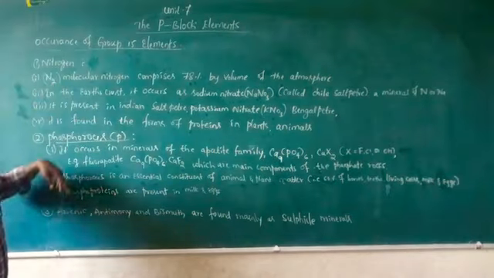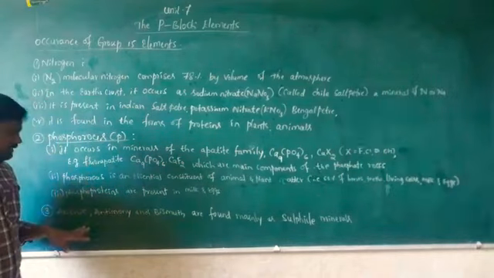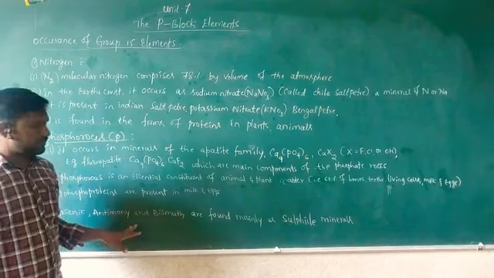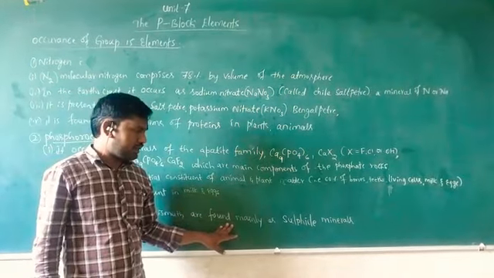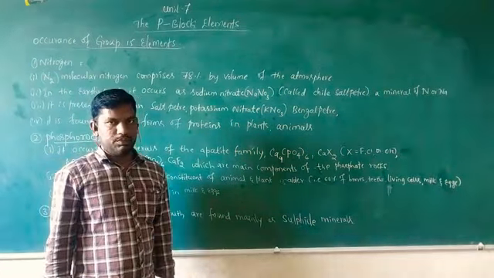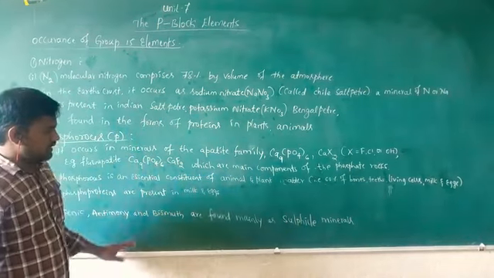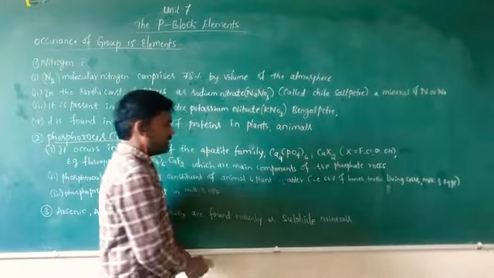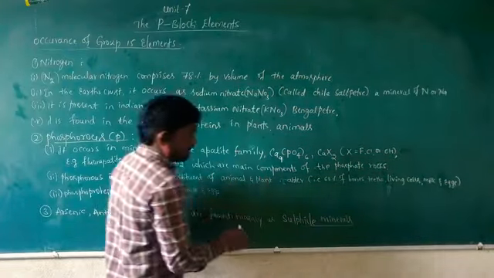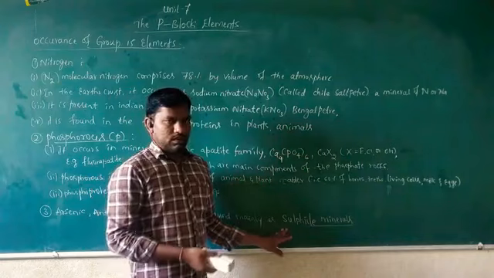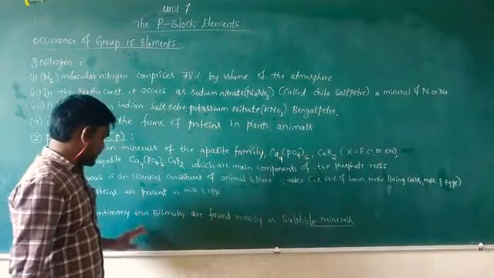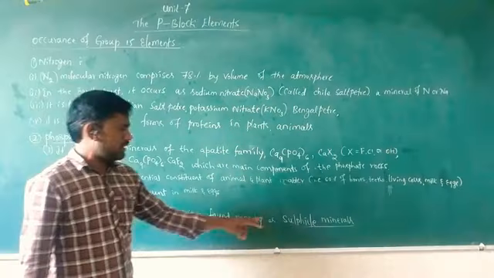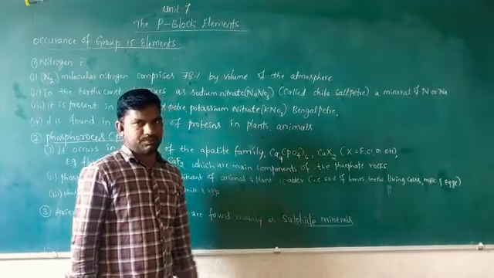After nitrogen and phosphorus, arsenic, antimony and bismuth are found in very small quantities in sulfide minerals, like Bi2S3, bismuth sulfide. The group 15 elements such as bismuth, antimony and arsenic can be isolated from the sulfide minerals.